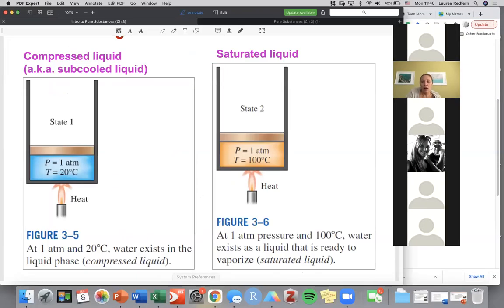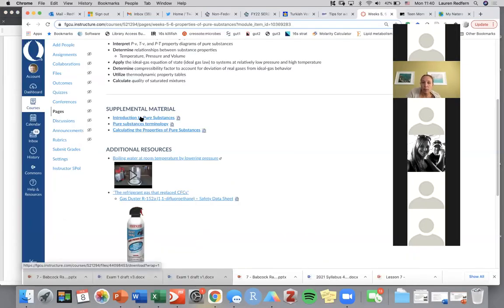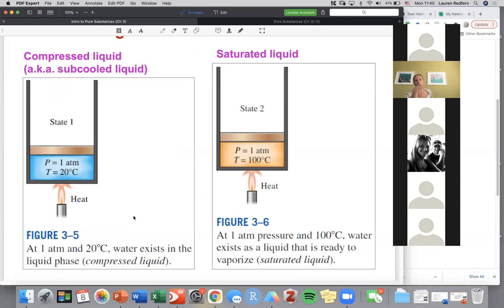So in the modules here, you'll see the introduction of pure substances and the calculating the properties of pure substances. These are two helpful points from the chapter. They go over these different pure substance phases, starting with a subcooled or compressed liquid. I will always call this a compressed liquid, but it's also just a liquid at a subcooled temperature, a very cold temperature. So here you can see the blues representing that it's cold.